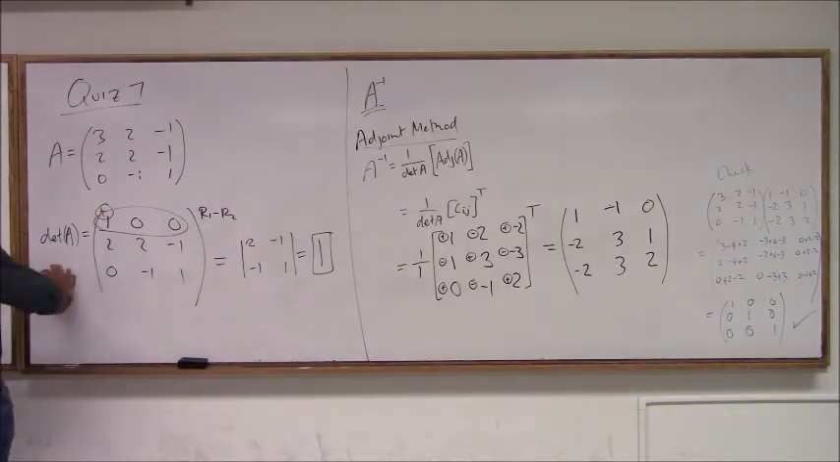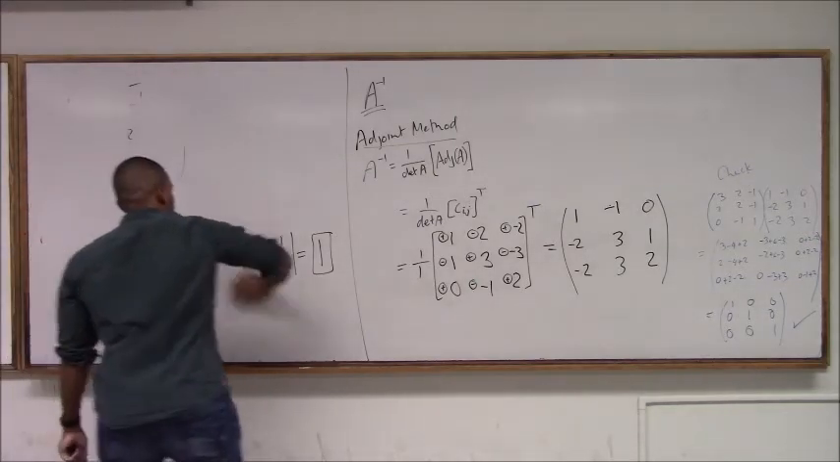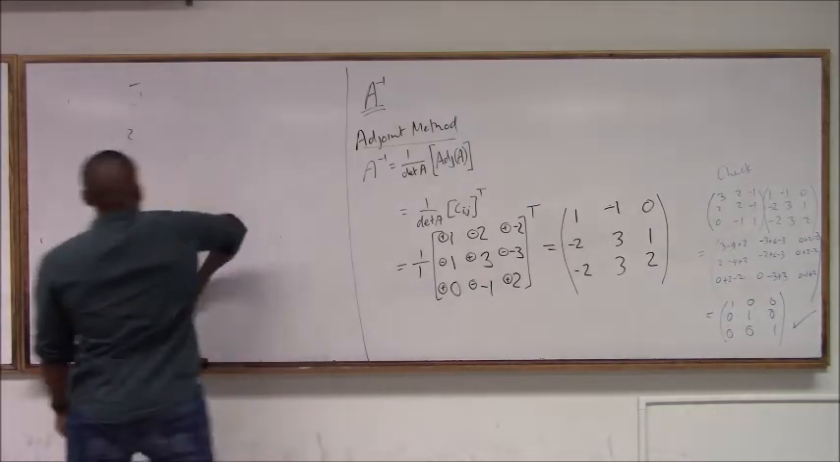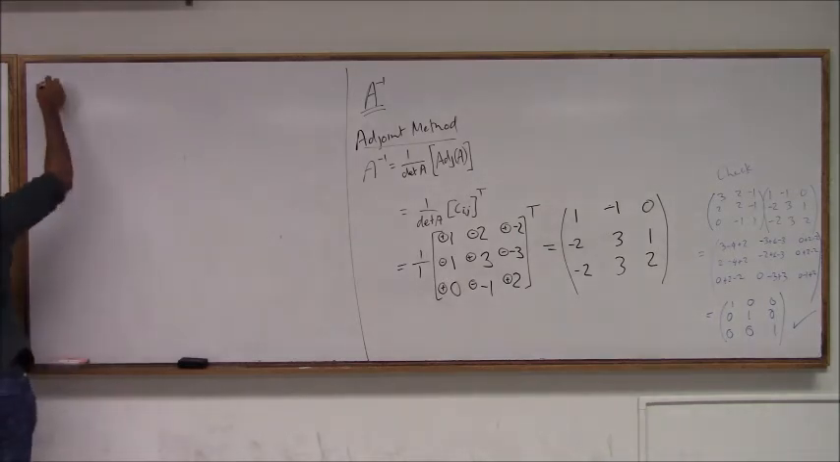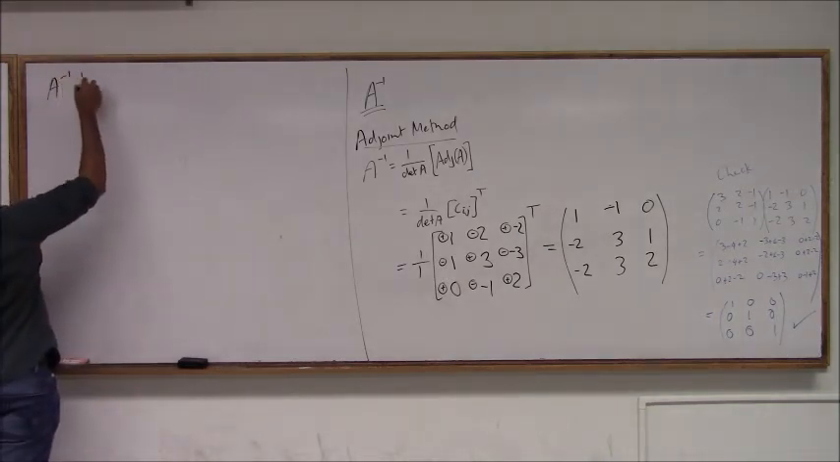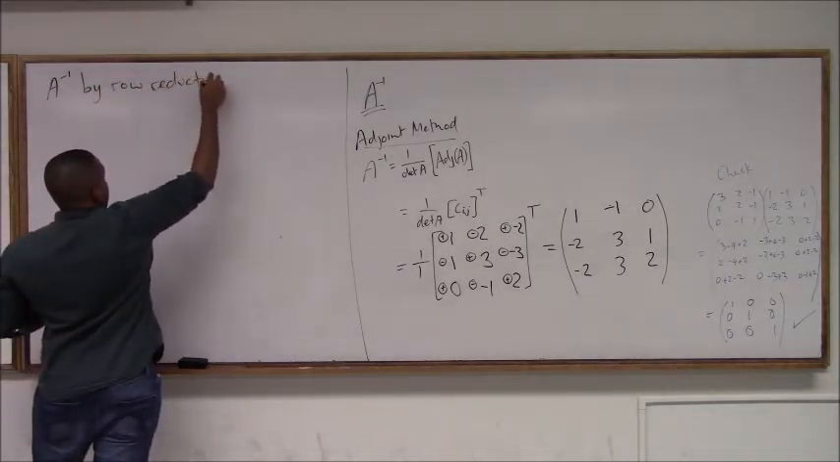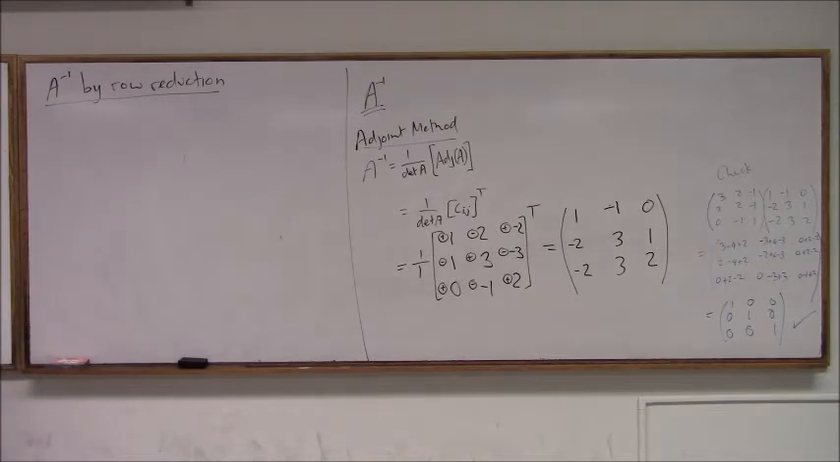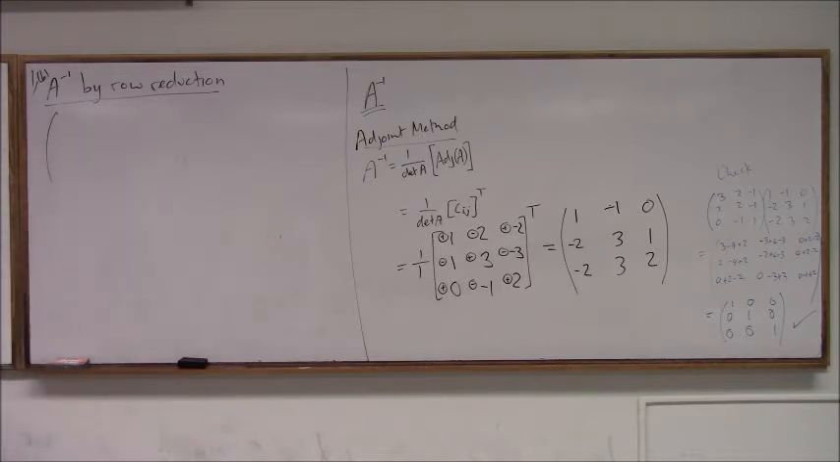The other method would be row reduction. So if that was your preferred method, A inverse by row reduction. This is just another way to do problem 1B. So you can start with the original matrix.